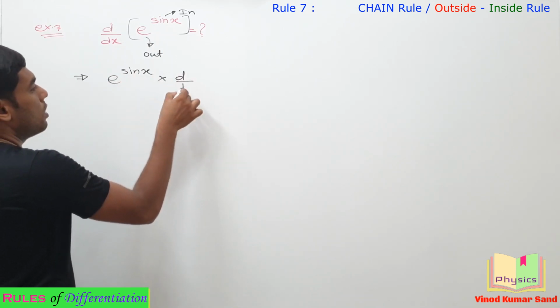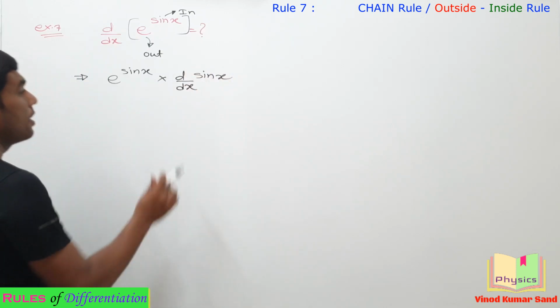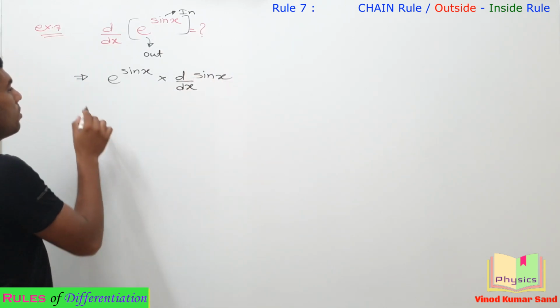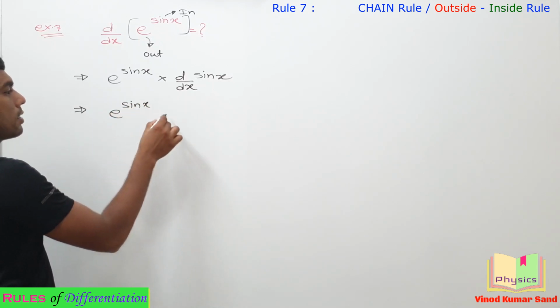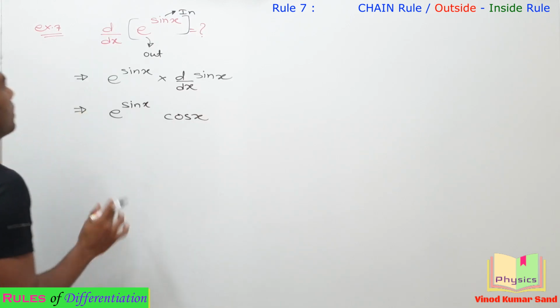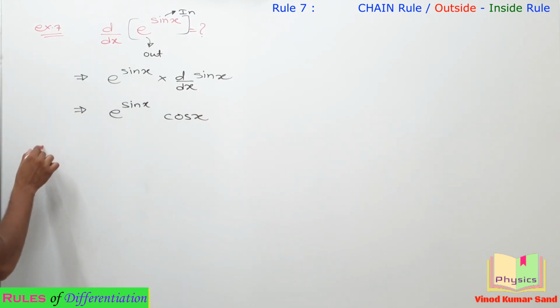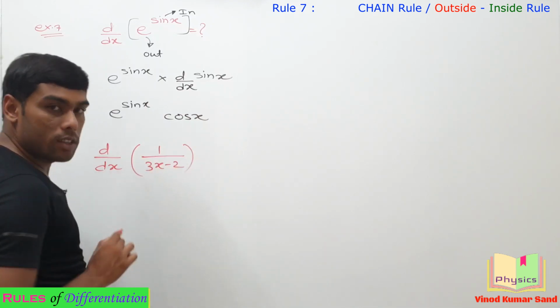into. Now you need to differentiate the inside function. Inside function is sin x. Differentiation of sin x we already know is cos x. So the final answer is e to power sin x multiplied with cos x. Clear? Taking up example number 8, d by dx of 1 by 3x minus 2.